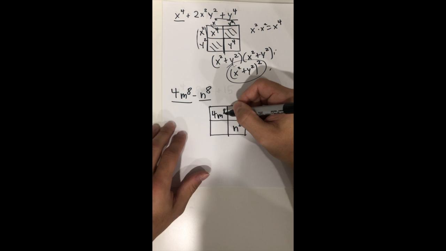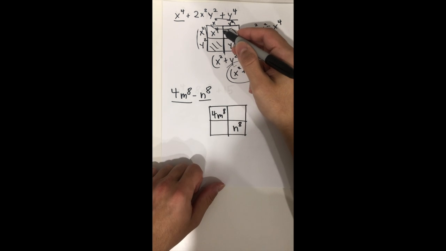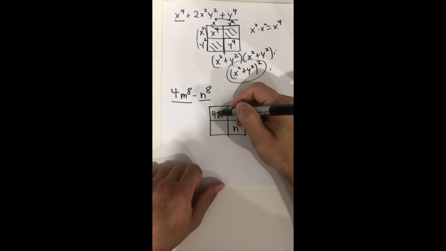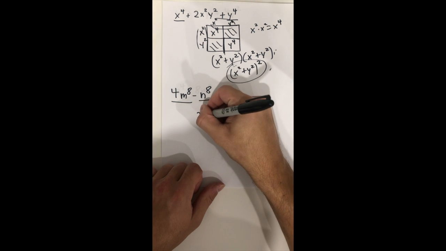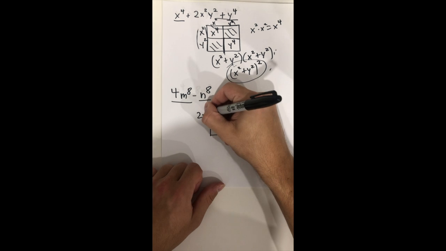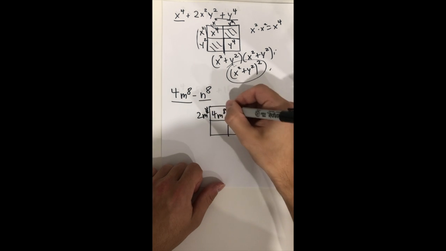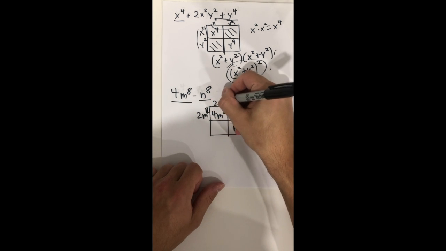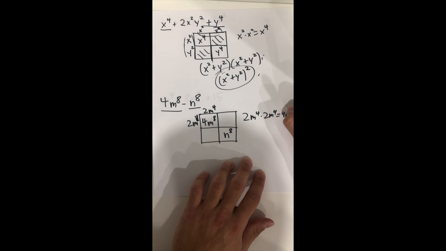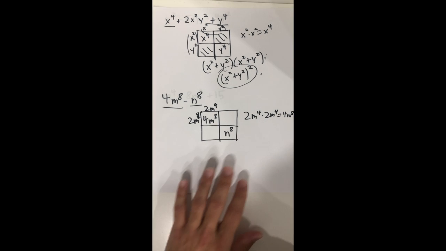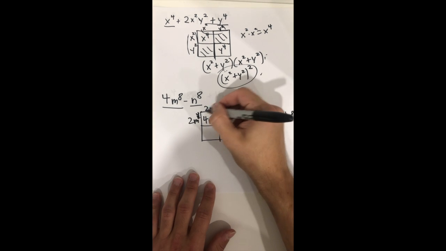Now, similar to what we did with the x to the 4th up top, we're going to do the same to 4m to the 8th. So here I'm going to put 2m to the 4th and 2m to the 4th, because 2m to the 4th times 2m to the 4th is equal to 4m to the 8th. Okay, so we got these two side lengths now.